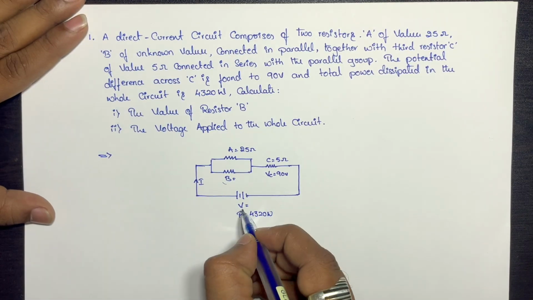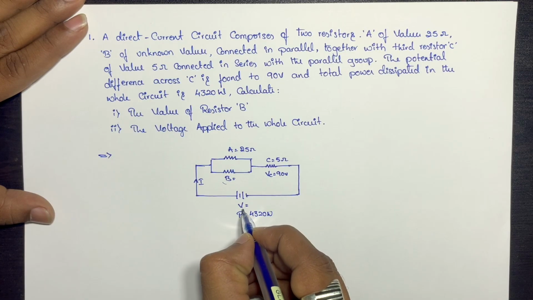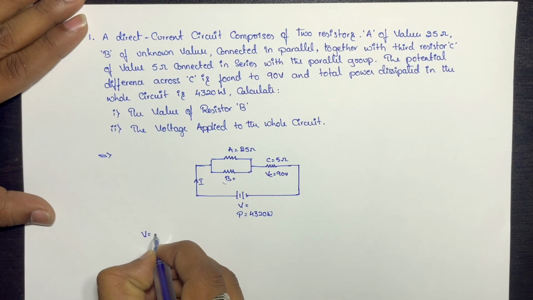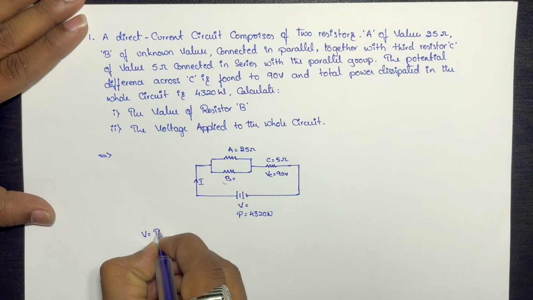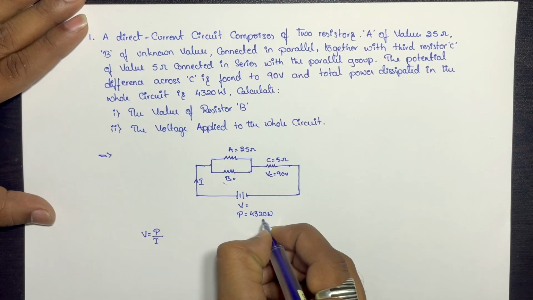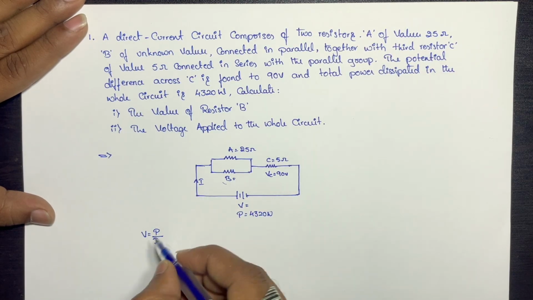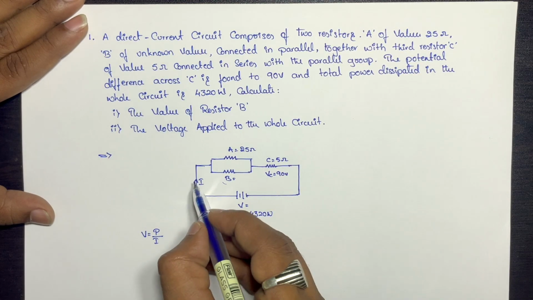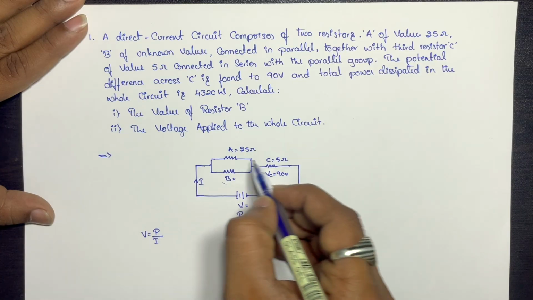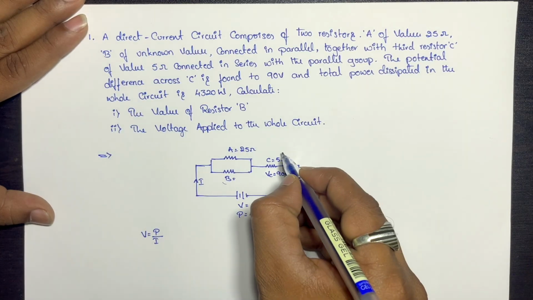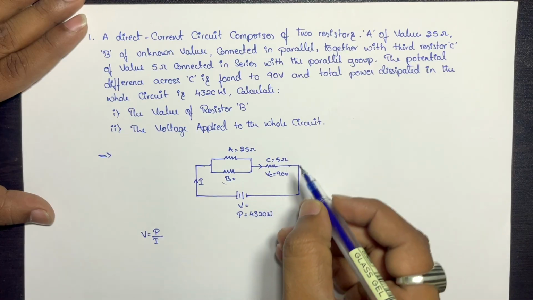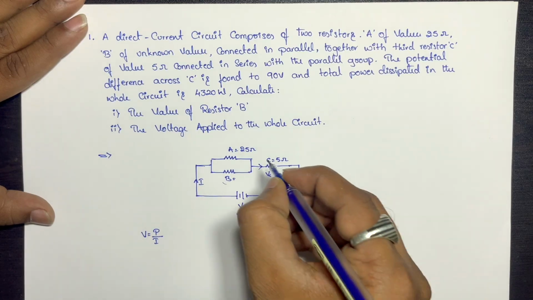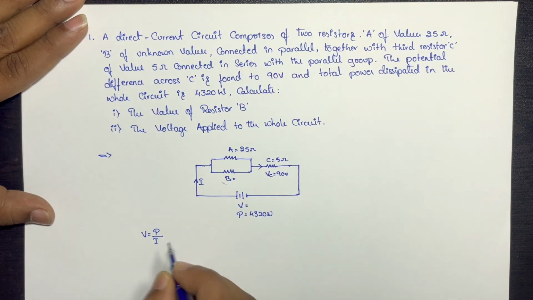To know the value of V, the total voltage applied across the circuit, there is a formula that we can use. V is equal to P by I. Since the value of P is known and the value of I is unknown, if we calculate the value of I, we can use it to get the value of V. To know the value of I, since in a series circuit the current remains the same, if we calculate the current flowing in resistor C, that would be the same as the total current I. Now if we calculate IC, it would be easy to find I.